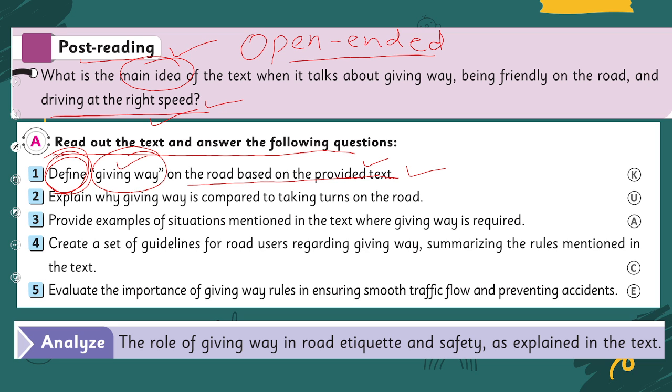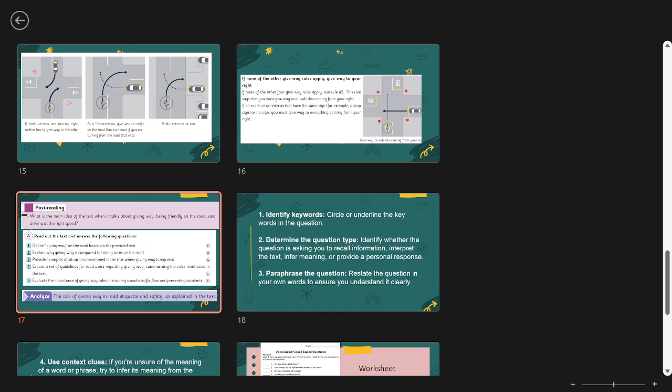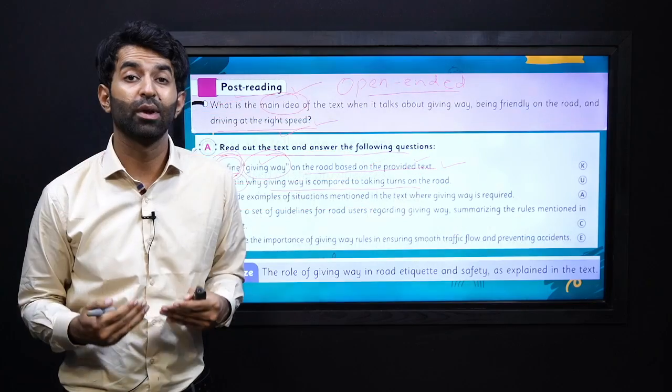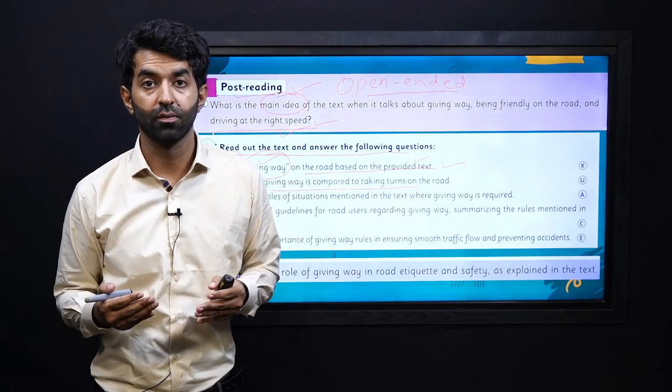You will talk about what the meaning is and how you can define the term giving way. Question number 2 asks us to explain why giving way is compared to taking turns on the road. Now, we have to give a little bit of explanation on the question.